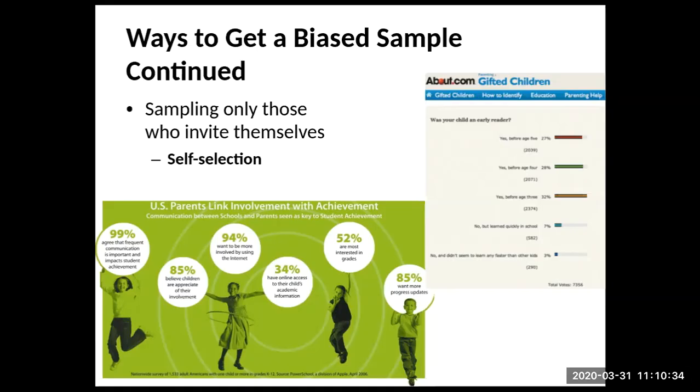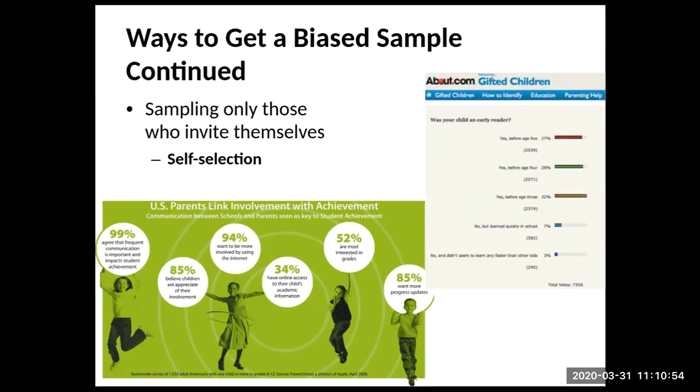Looking at the one on the right, this makes it even more abundantly clear. If we're looking at gifted children, right? This is on about.com from a few years ago. As you can see, the total number of votes was exactly 7,356. So it was about 7,400.